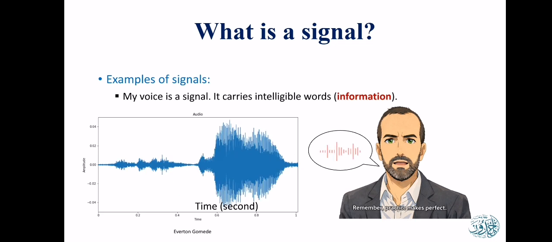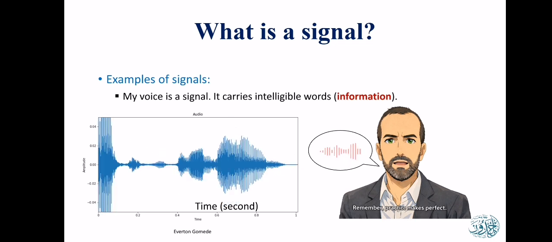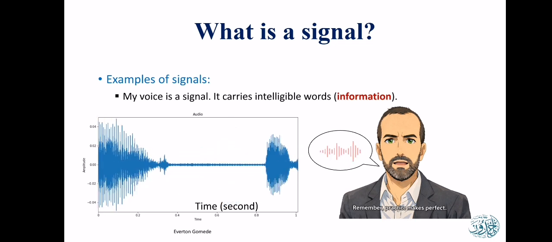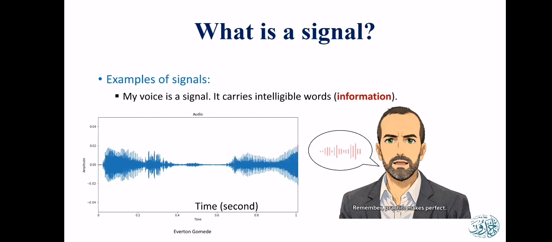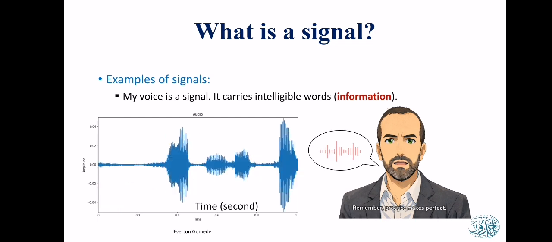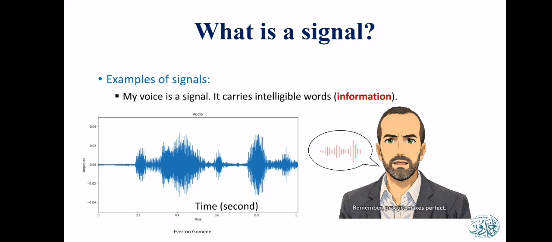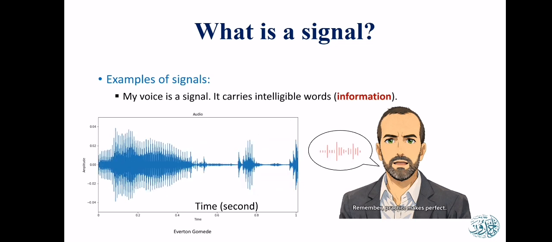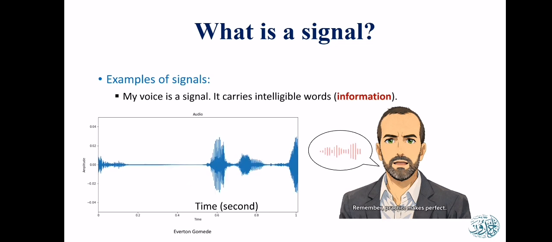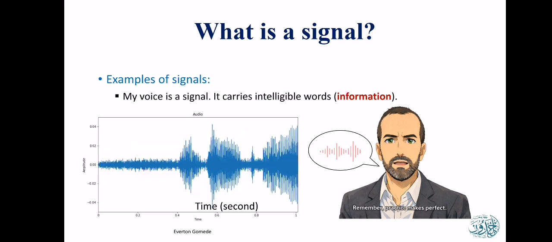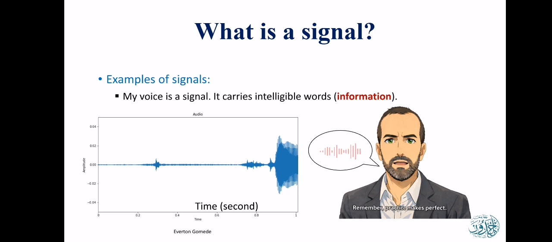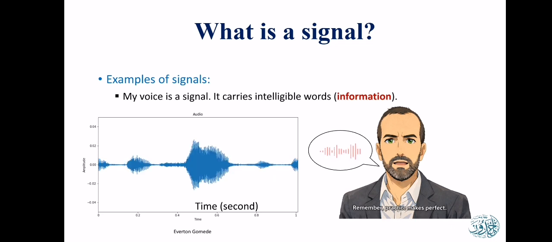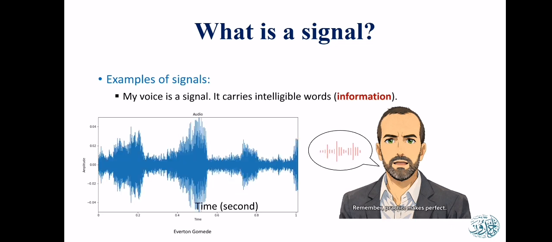Here is a 1 second recording of a voice signal. You can see that it varies over time. The amplitude changes continuously, and this variation is not random. Of course, the signal itself is classified as a random signal, but the variation inside it is not random because it reflects the content of what is being said.